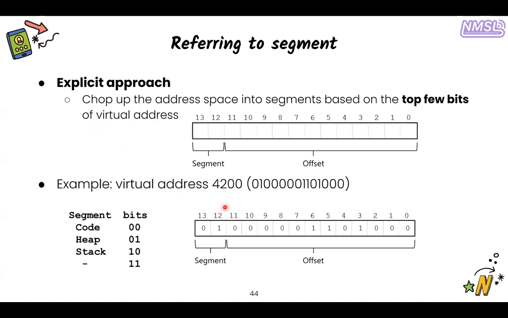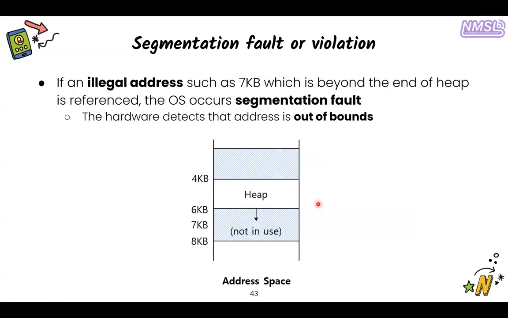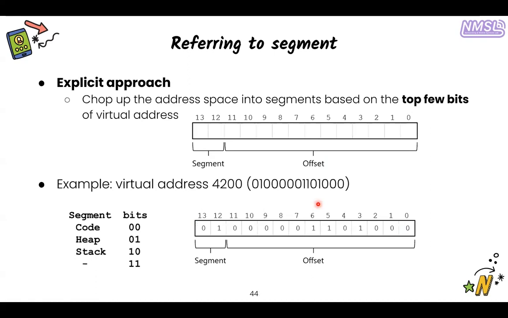So for example, virtual address 4200, like in the heap in the previous example. Heap was 0, 1, so you put 0, 1. And what was the offset? 104. Yeah, so this is 104. Heap segment, offset 104.